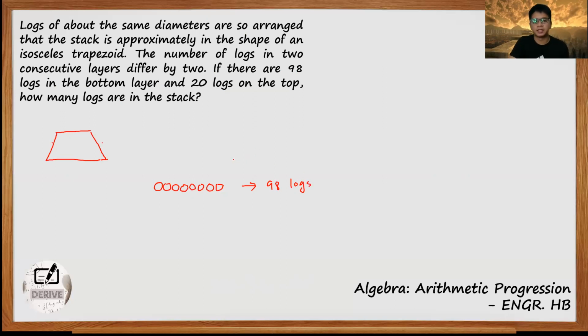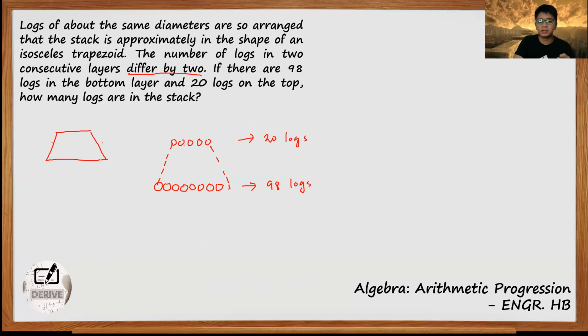Sabi, the bottom layer and the 20 logs on the top. So, kunyari, meron yan, meron yan. So, kunyari, 20 yan, no? Parang hindi na tayo mag-drawing ng 20 logs. Siyempre, makikita mo dyan, mapoproject mo yung isosceles trapezoid. Okay? Parang ganyan. At sabi, ang common difference daw is each consecutive layers are differ by 2.